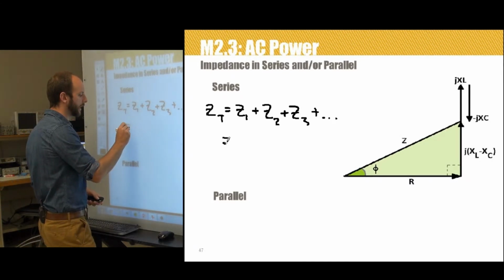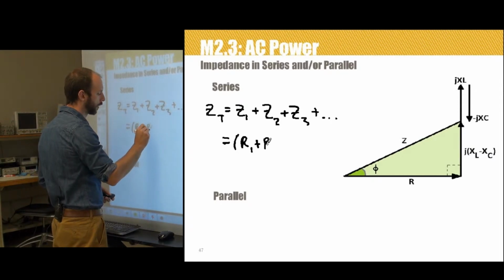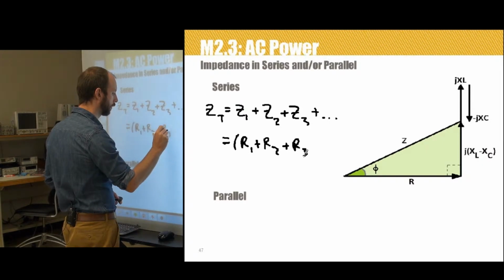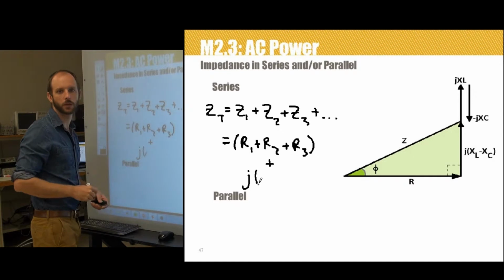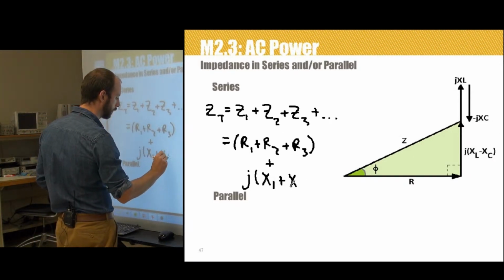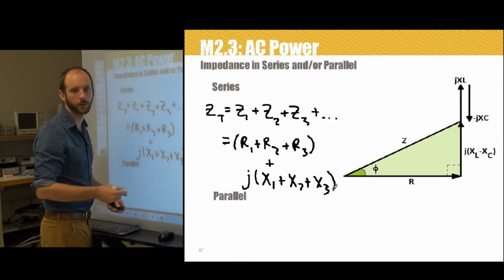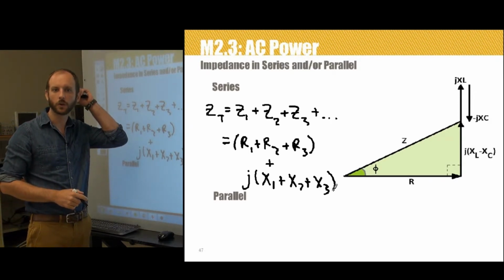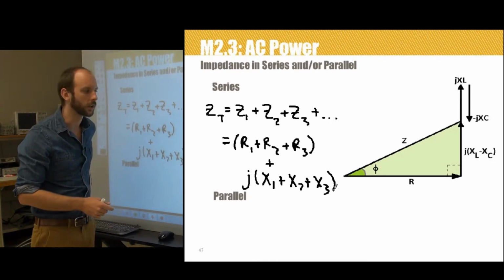You can break that down. They do sum such that R1 plus R2 plus R3, plus j times (X1 plus X2 plus X3), et cetera. This is also called the right-hand triangle method, noting that the impedance of the capacitors and the inductors are going to cancel each other out.